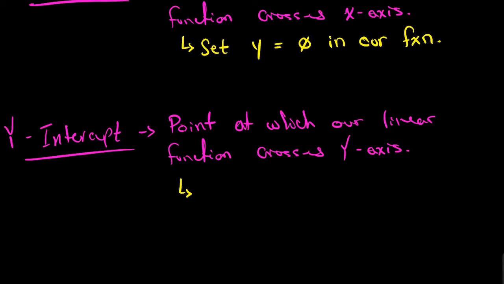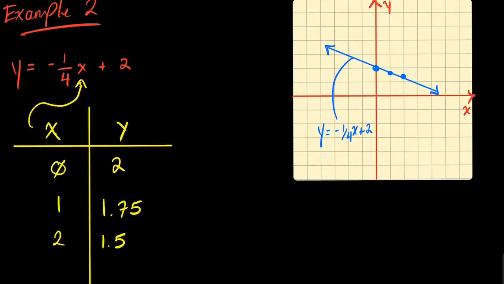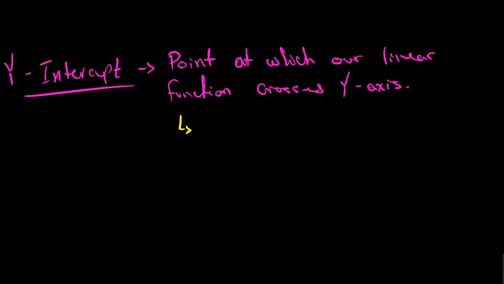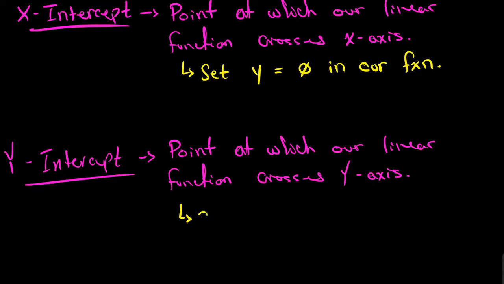Okay, and to figure out the y-intercept, well, when does the line cross the y-axis? When does this line cross this axis here? Well, you see it's crossing it when x is 0. So we set x equal to 0 in our function, right? So let's look at an example of how we can do this.